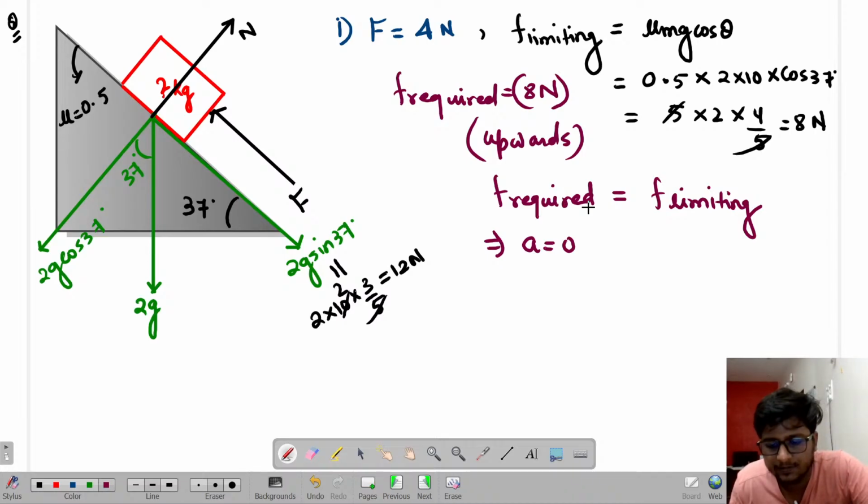Is it clear? Yes, so this F required is exactly equal to F limiting or not. So this means again what will happen? Acceleration will become how much? 0. Means this body is not going to fall. Is that clear or not?